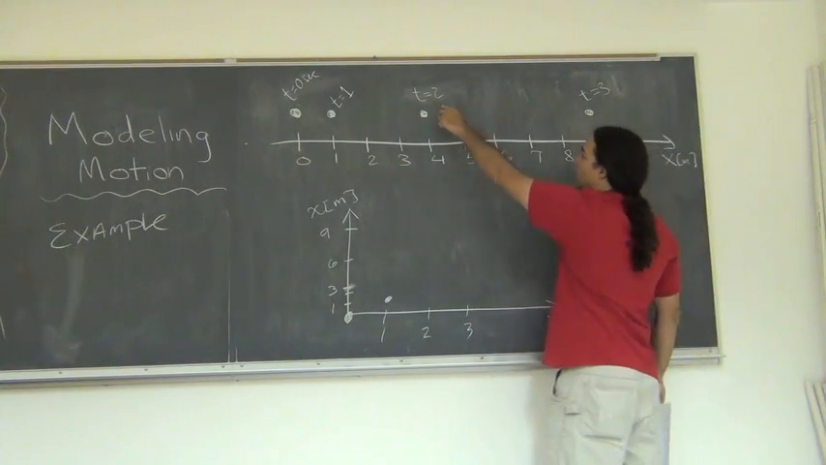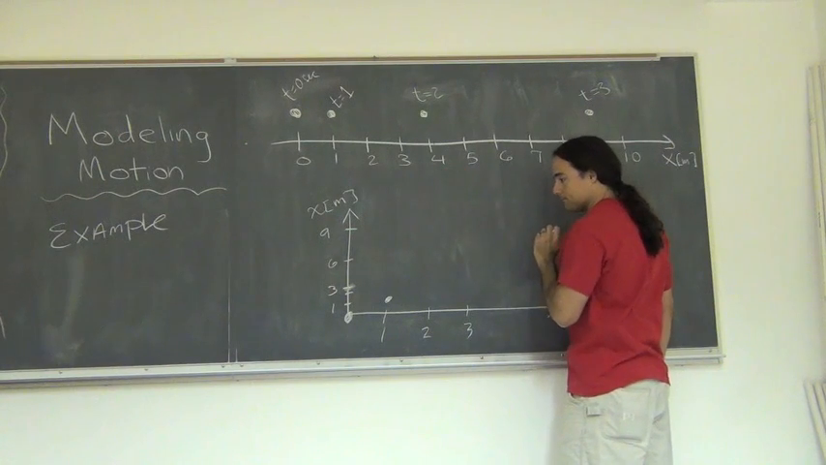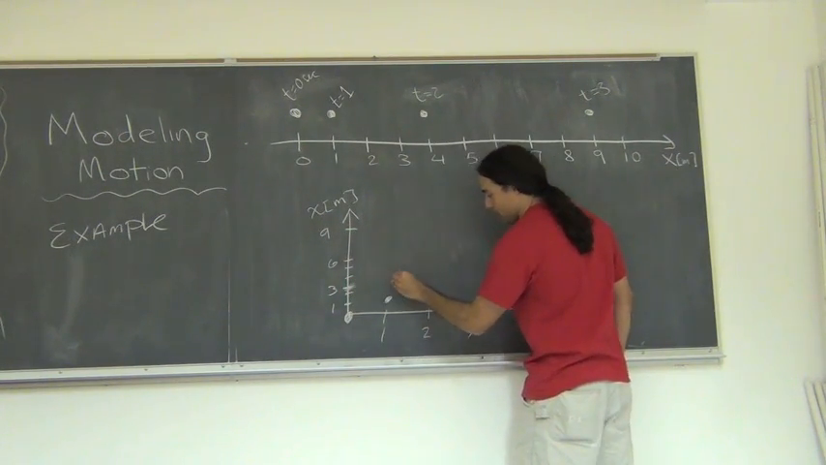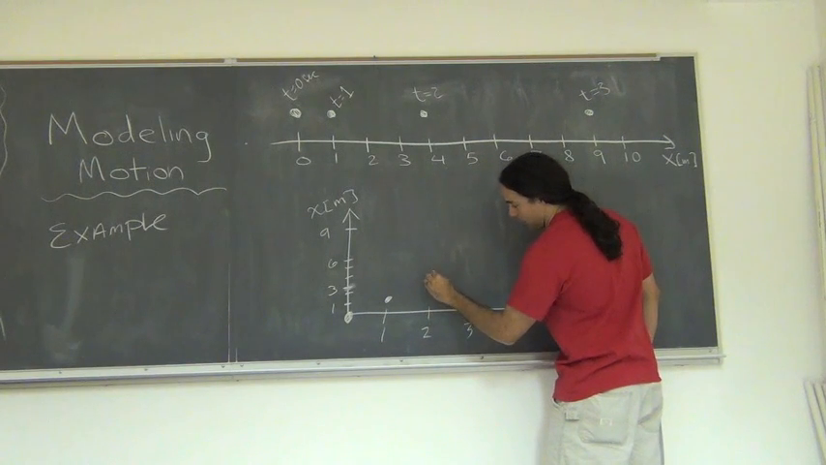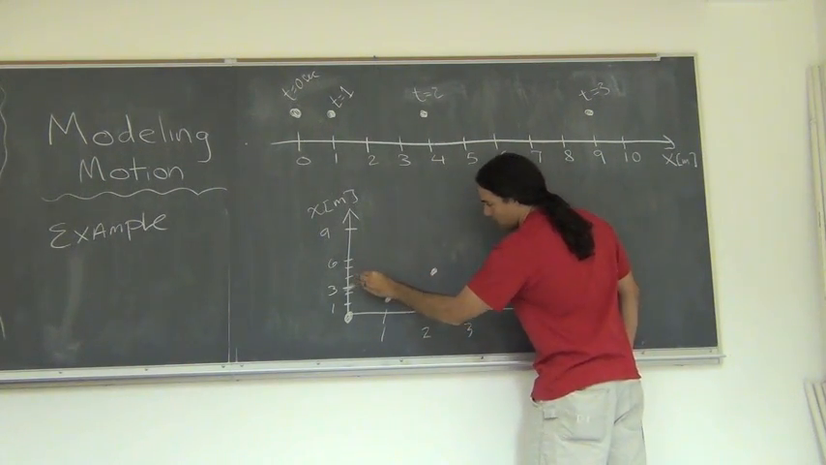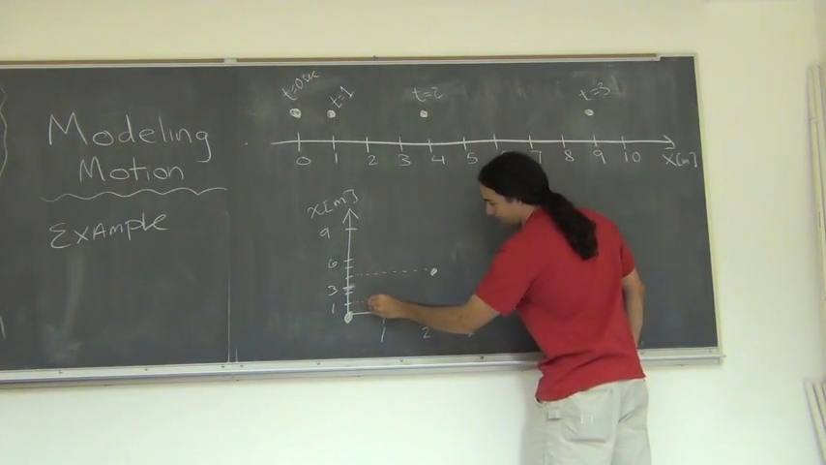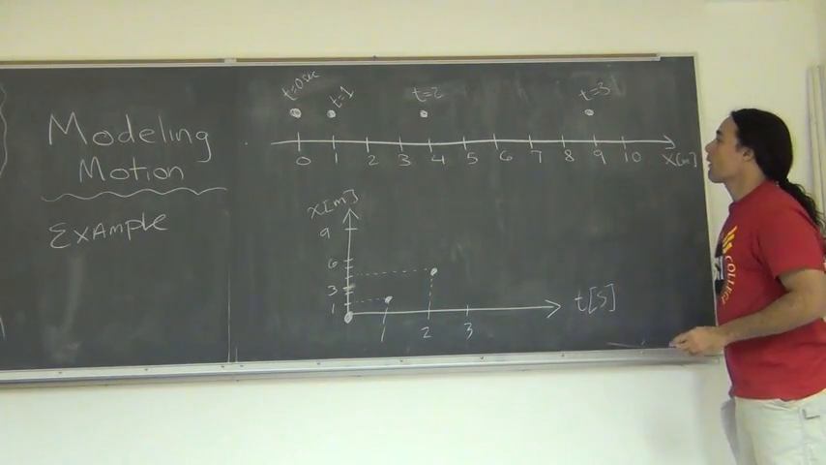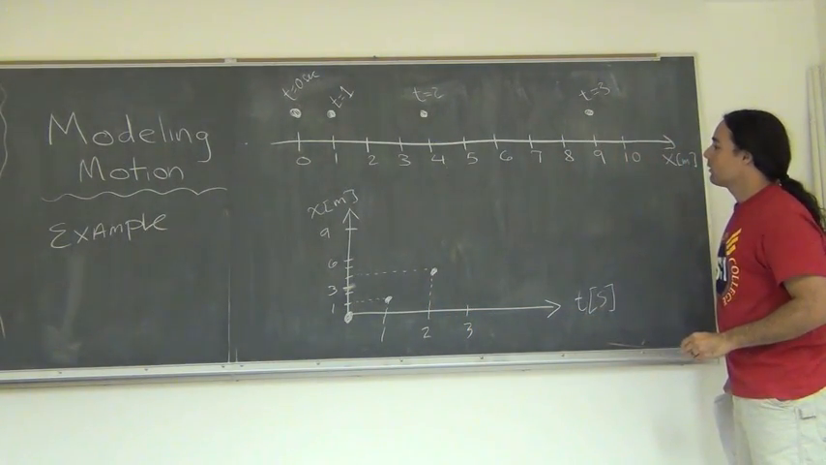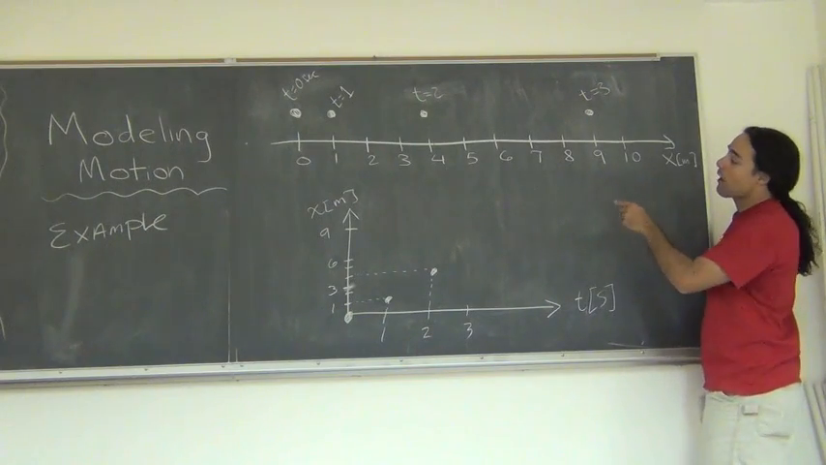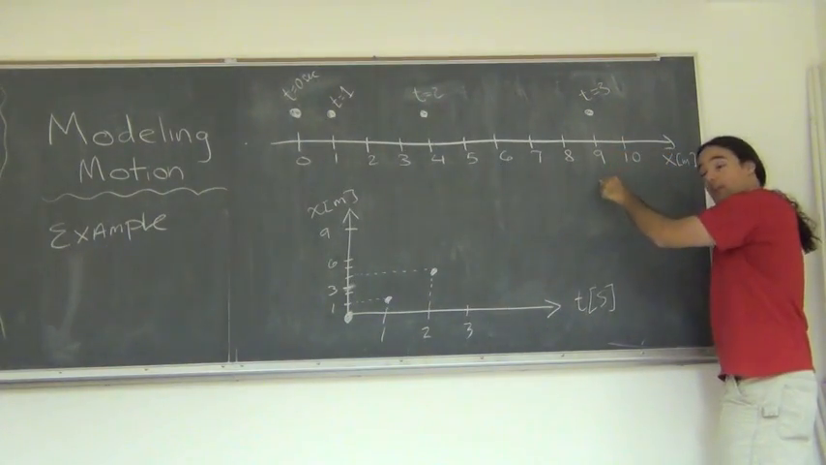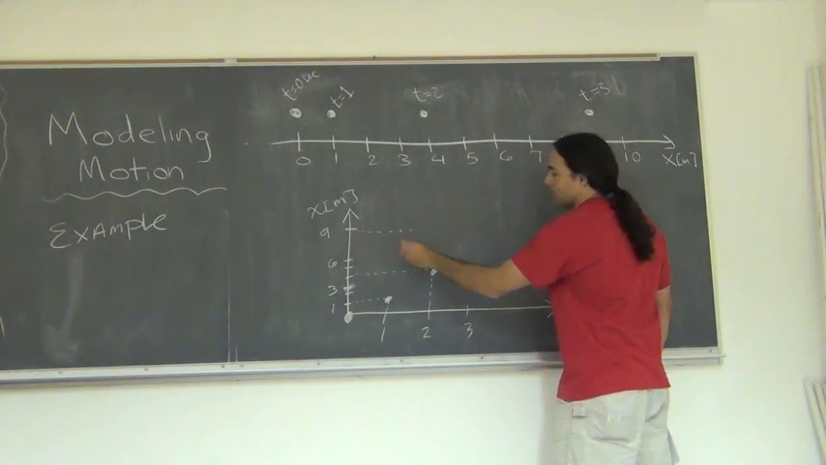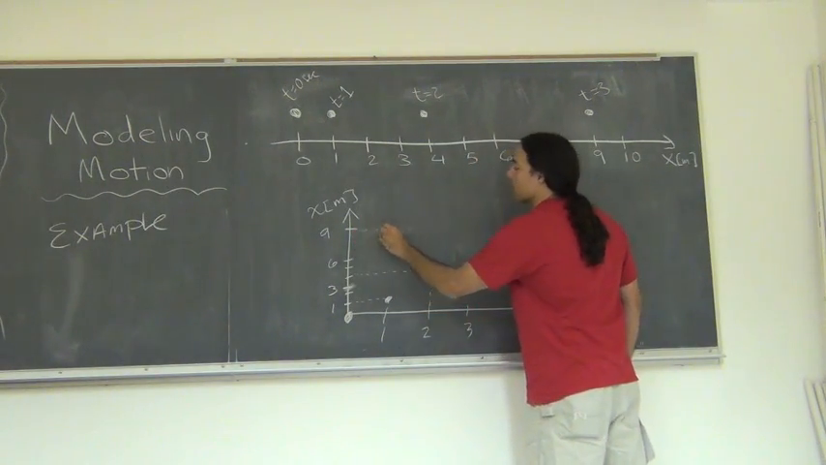Then at 2 seconds, we're 4 meters away. So 4, 5, 6, we'll be right about here. 2 seconds. Where are we at? We had 4 meters at 2 seconds. Where are we at 3 seconds? Well, at 3 seconds, we're at 9 meters. A bit better.